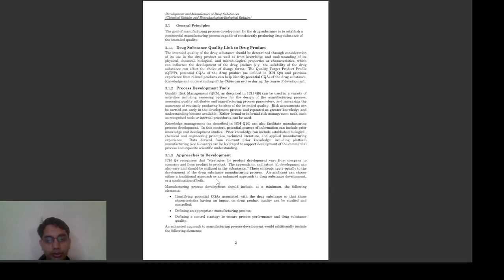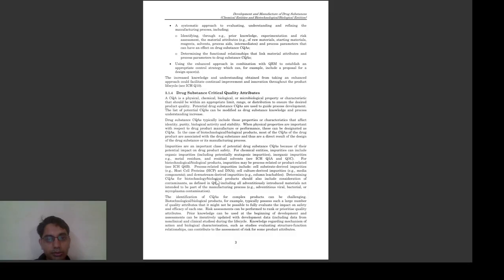The enhanced approach to manufacturing process development would additionally include the following elements: a systematic approach to evaluating, understanding, and refining the manufacturing process, including identifying, through prior knowledge, experimentation, and risk assessment, the material attributes (that is, raw materials, starting materials, reagents, solvents, process aids, intermediates) and process parameters that can impact the drug substance CQAs. Determining the functional relationships that link material attributes and process parameters to drug substance CQAs. Using the enhanced approach in combination with QRM to establish an appropriate control strategy, which can, for example, include a proposal for a design space. The increased knowledge and understanding obtained from taking an enhanced approach can facilitate continuous improvement and innovation throughout the product life cycle.